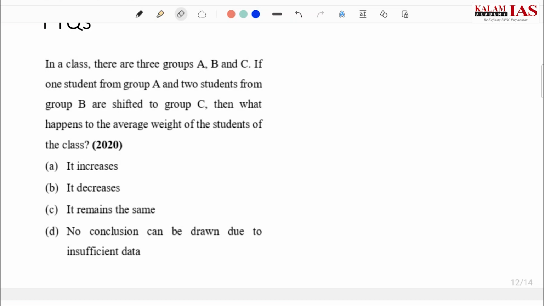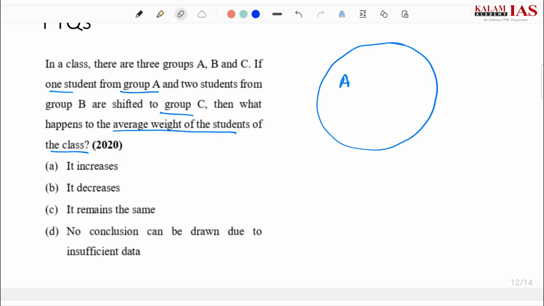Let's attempt this question. In this it is said, in a class there are 3 groups A, B, C, and students are shifting from one group to another. One student from group A and 2 students from group B are shifted to group C. Then what happens to the average weight of the students of the class? Let's visualize this. There is a classroom. There are 3 groups: group A, group B, group C.